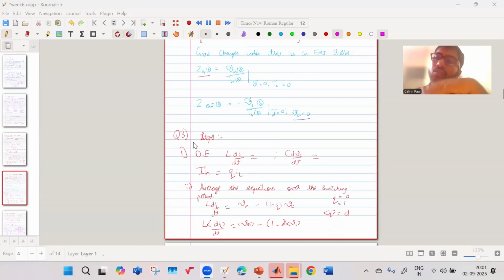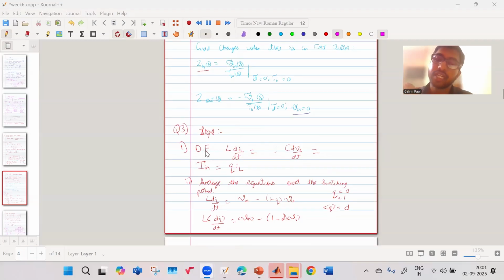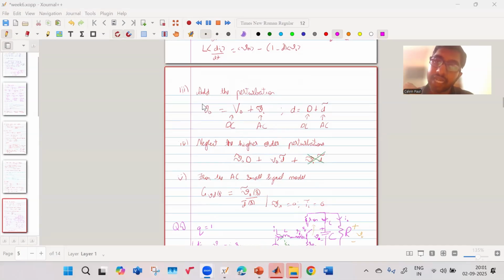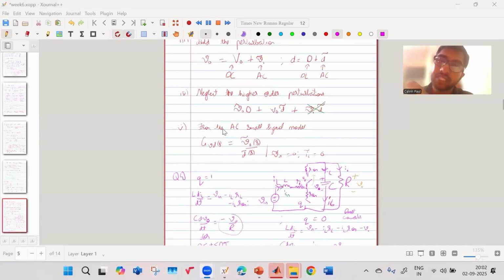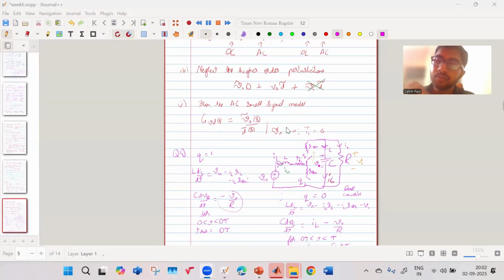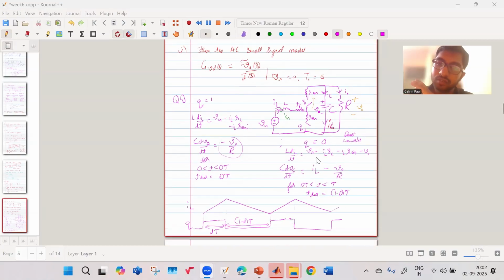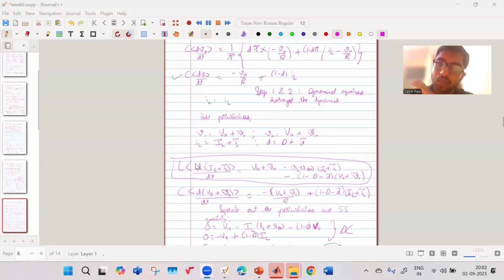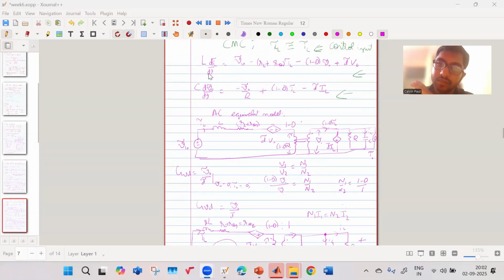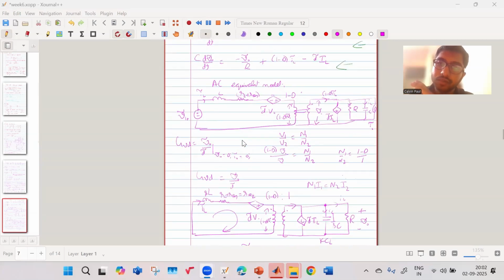Then we discussed the steps to follow for deriving a transfer function. We have to write the differential equation, average it out, add the perturbation, neglect the higher order perturbations, and then find the AC small signal model. For that, we took a test case of a boost converter. We found the various state space equations. We averaged it out. We added the perturbation. We got an AC equivalent model.